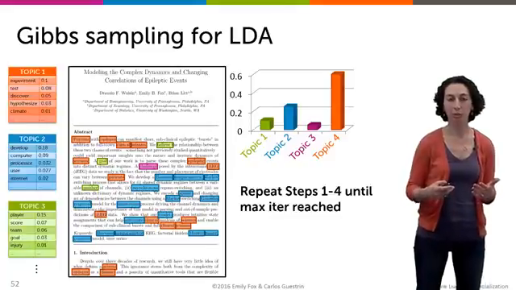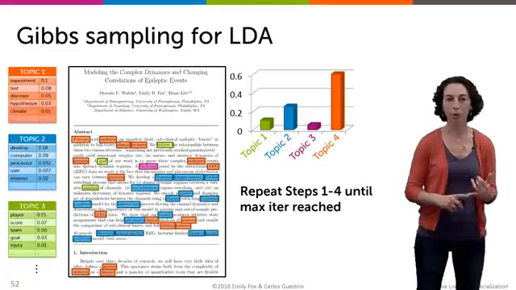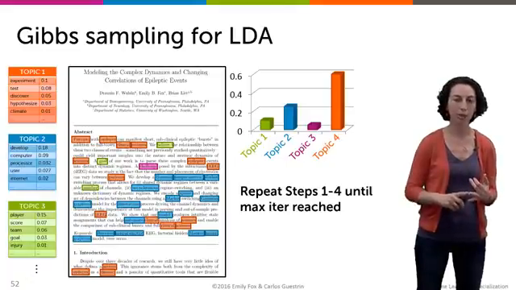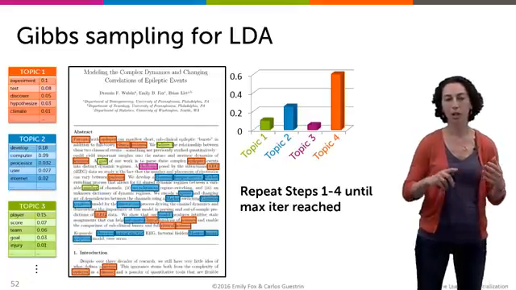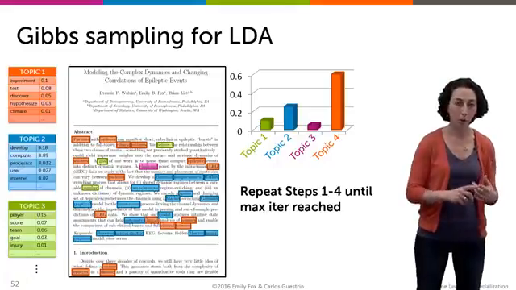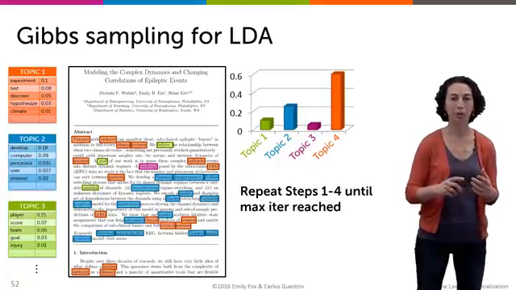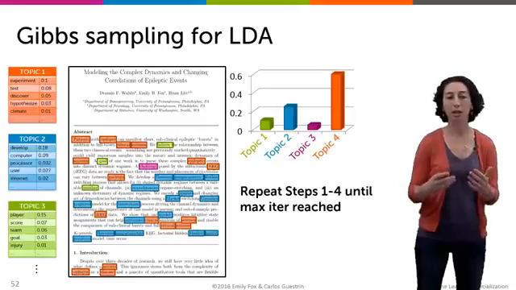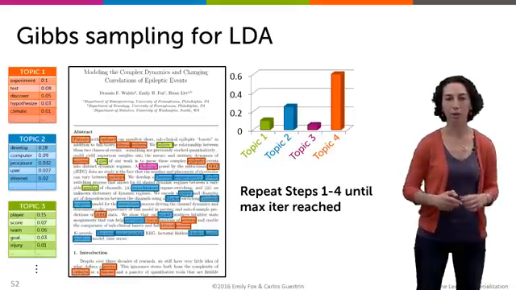Okay, but in summary, we're going to randomly resample our topic vocabulary distributions, and then the Gibbs sampling algorithm repeats these steps again and again, resampling our word assignment variables, our document-specific topic proportions, and our corpus-wide topic vocabulary distributions until we run out of our computational budget.